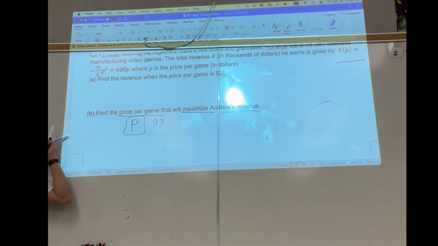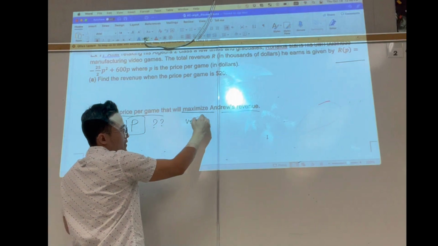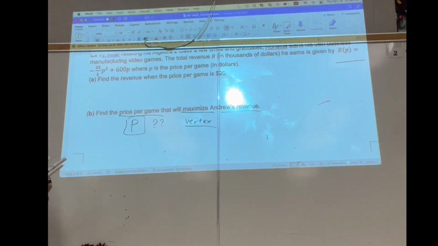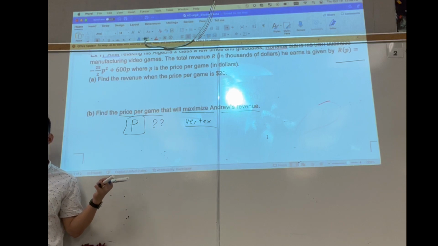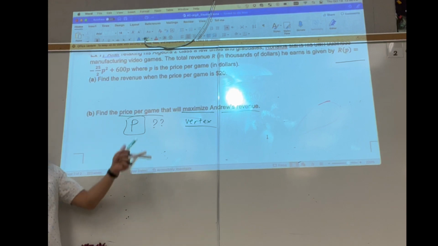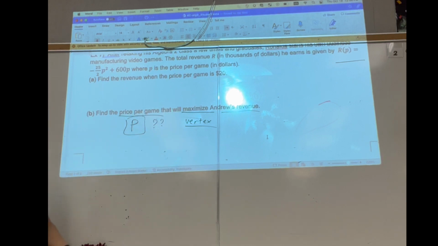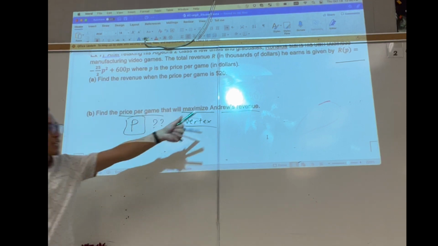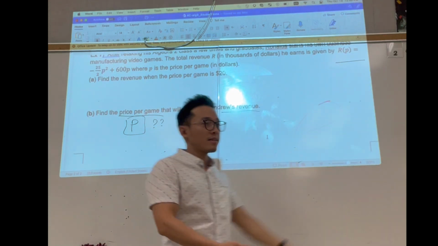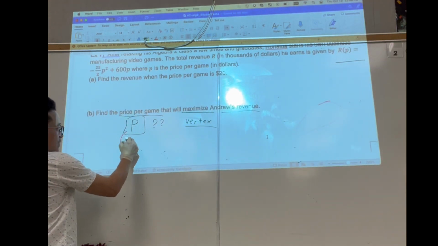When you see maximize, you will think to yourself, is it the y value? Maximize means it's a vertex, right? Maximize is a vertex. Yes or no? Yes. Only when they ask you what is the maximum value, that is the y. But what do they ask you? They ask you to find the p. What is the p? That is actually the x. They just use a different letter, but that's actually the x vertex. So p, you can understand, is the x vertex.